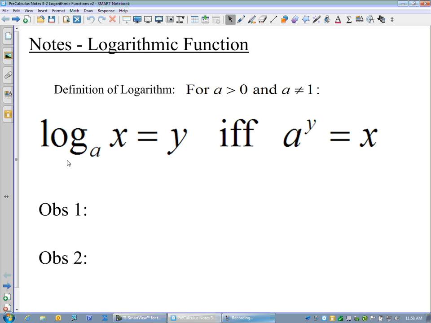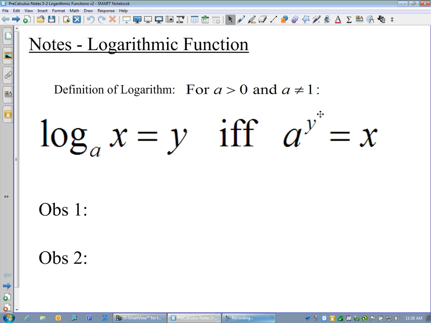Then the definition is log base a of x is equal to y if and only if, that's not a typo, that actually stands for if and only if, a to the y equals x. And there are two key observations to make that are going to solidify this understanding.